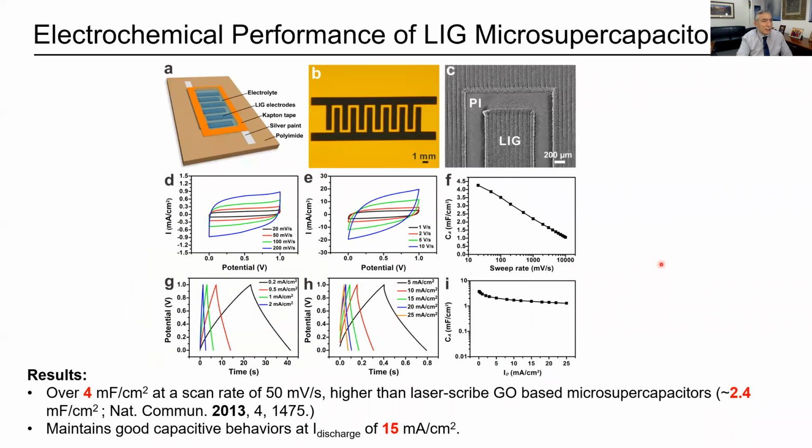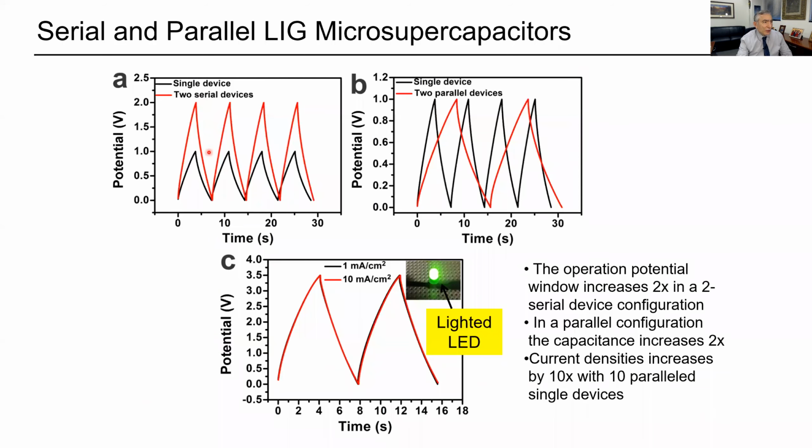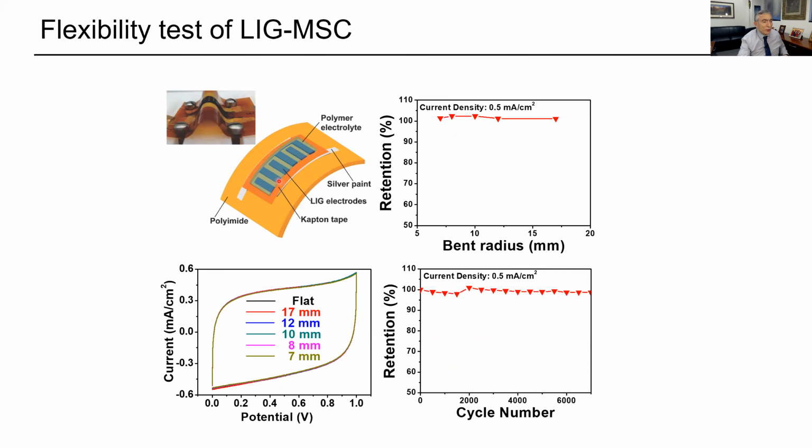We built a lot of devices from this. You can make interdigitated supercapacitors this way. We were getting 4 millifarad per centimeter squared, which was better than graphene oxide-based supercapacitors at the time. You can hook these together in series or in parallel, and you can light LED lights out of it. Then what we did is we brought it through a lot of flexing, a lot of deformation, and even after 6,000 cycles, it retains its behavior, even 6,000 bending cycles. So you can make flexible electronics this way.